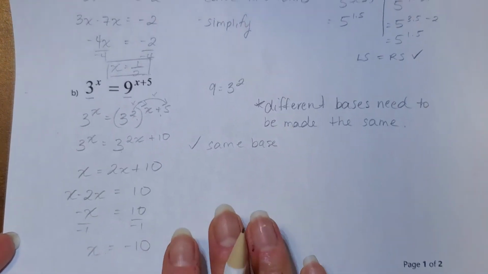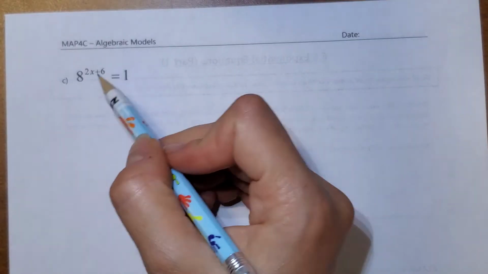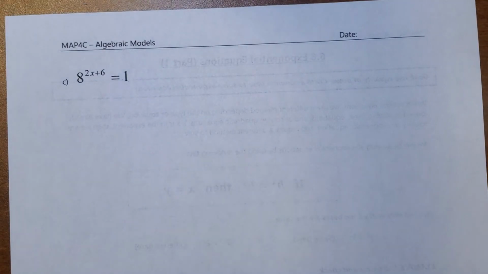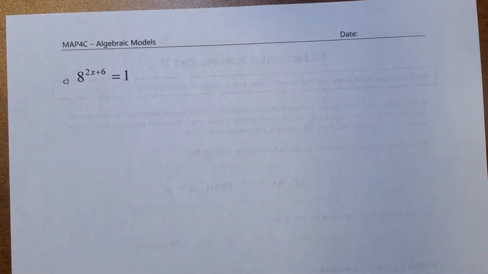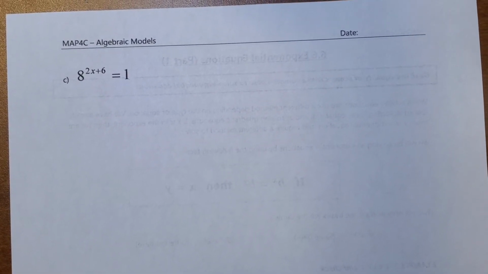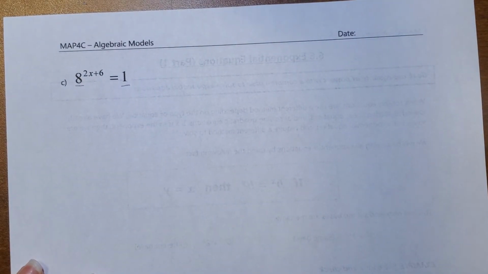Okay, let's flip our page. I have mine here. Okay, let's look at this example. 8 to the power of 2x plus 6 equals 1. We notice that x is in the exponent. So we're dealing with exponential equations. We're trying to find the same base, but we notice again, bases are different. We have 8 and 1. But what do we need to remember?